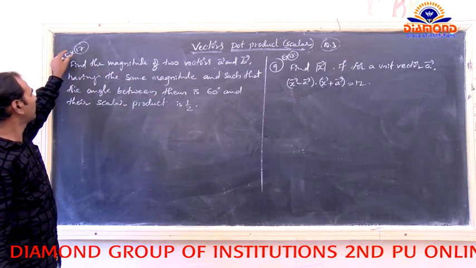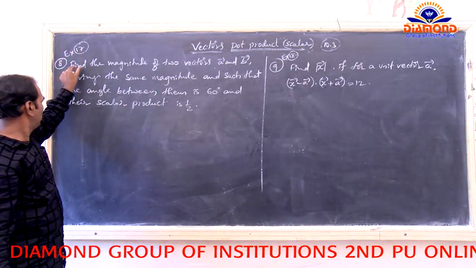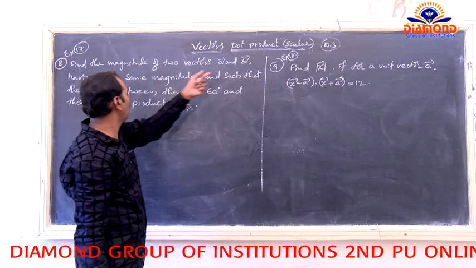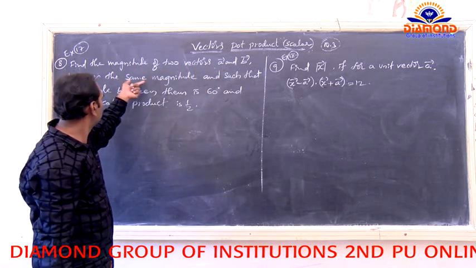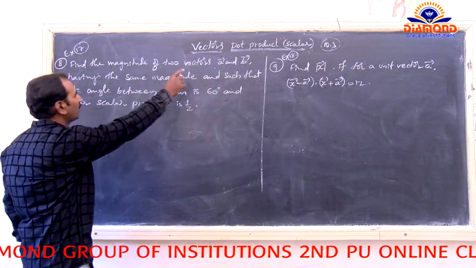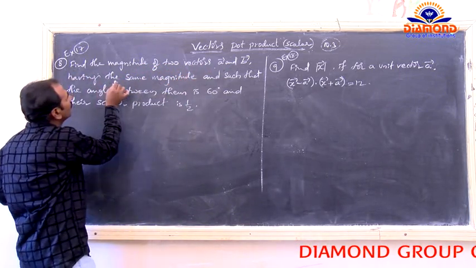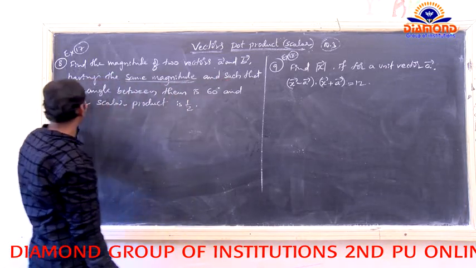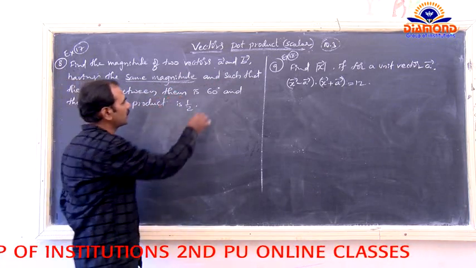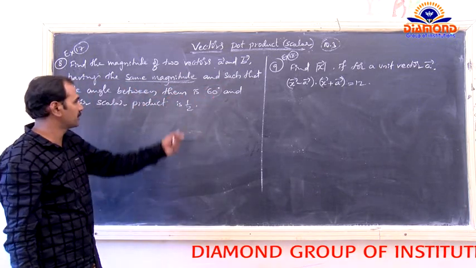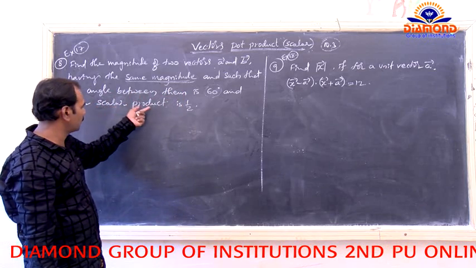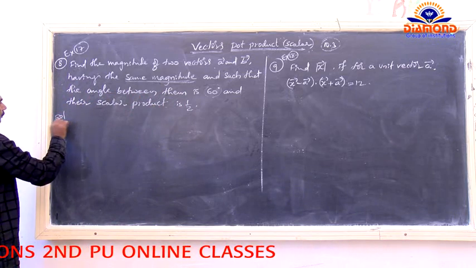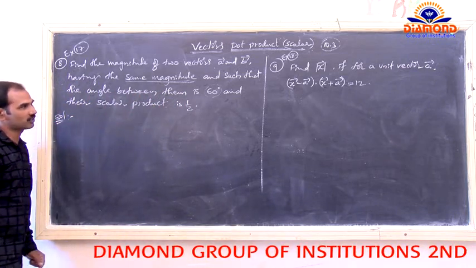Problem number 8, Example 17. Find the magnitude of two vectors A bar and B bar having the same magnitude, such that the angle between them is 60 degrees and their scalar product A dot B is 1 by 2. Simple solution, also a 2 marks question.